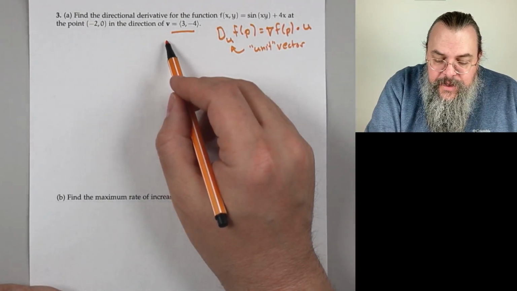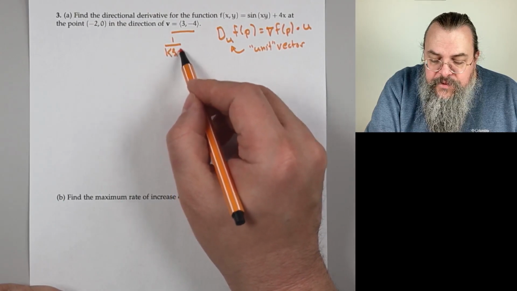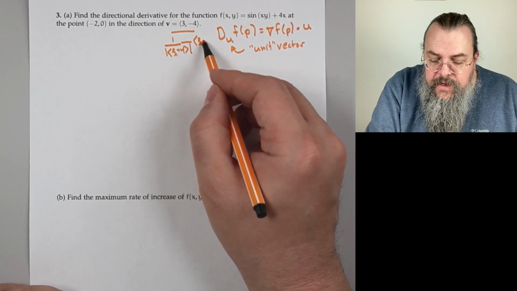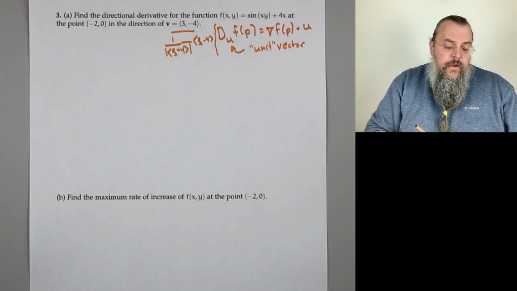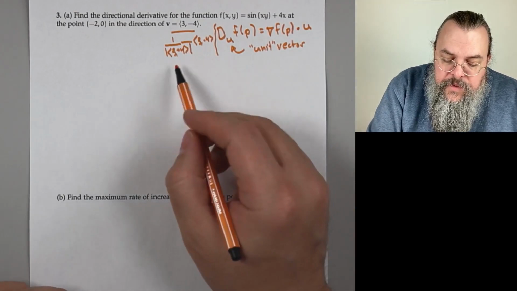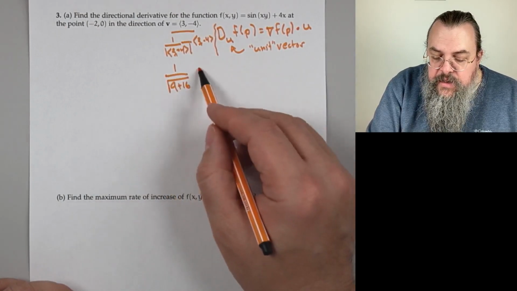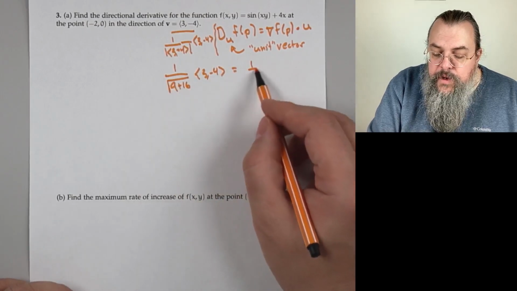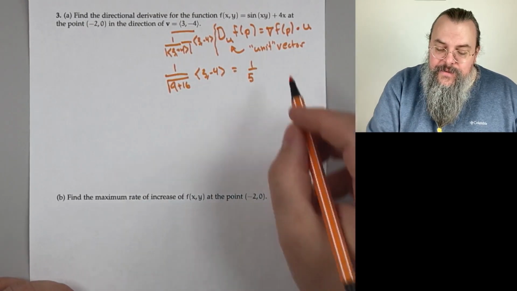So we say, okay, well, look, we're really going to take 1 over the magnitude of 3, negative 4, times 3, negative 4, right? Because that's how you turn something into a unit vector. Well, all right, so we have to think for a second, what is this? Well, this is 1 over the square root of 9 plus 16 times 3, negative 4. Okay, so this becomes 1/5, right? 9 plus 16 is 25. Square root of 25 is 5.